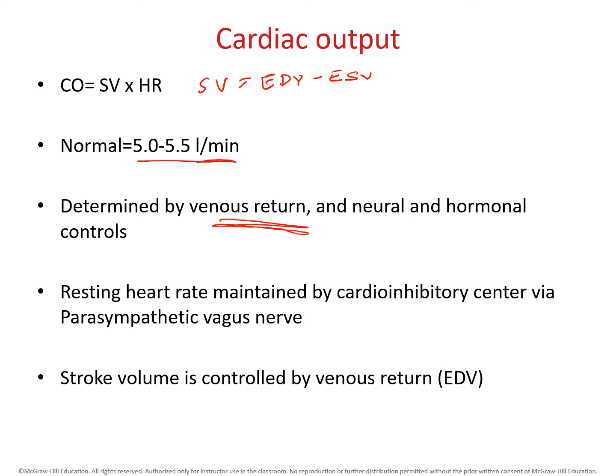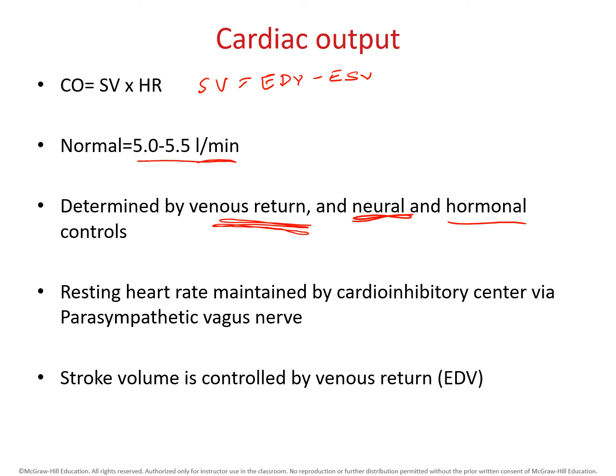venous return. And venous return is really the amount of blood coming back to the heart, which in turn is a reflection of how much blood is being pumped out of the left ventricle, right? You can only return the amount you pump out, and that's why it is determined by venous return. And the other factors that affect cardiac output are the nerves and hormones in the body.